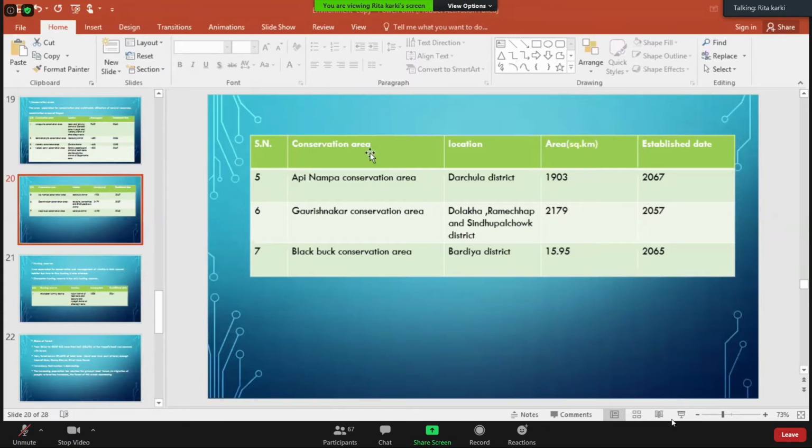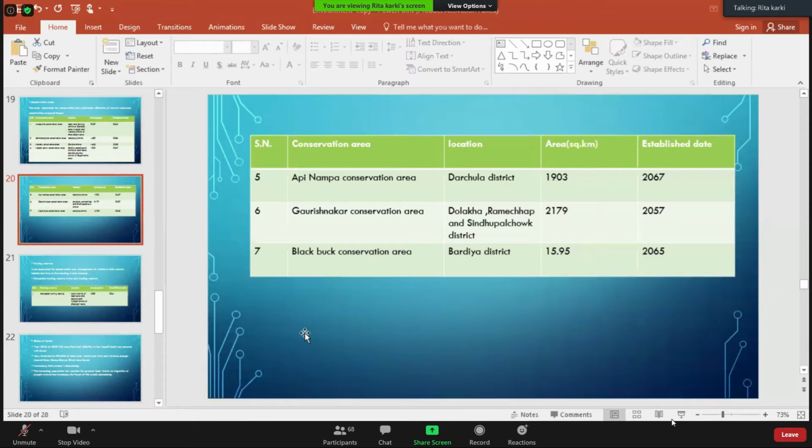Ma'am, yes. I mean the Blackbuck Conservation Area. There is the Krishna Sar Conservation Area. Black buck is known as Krishna Sar in Nepali. So Black Buck Conservation Area and Krishna Sar Conservation Area are the same.